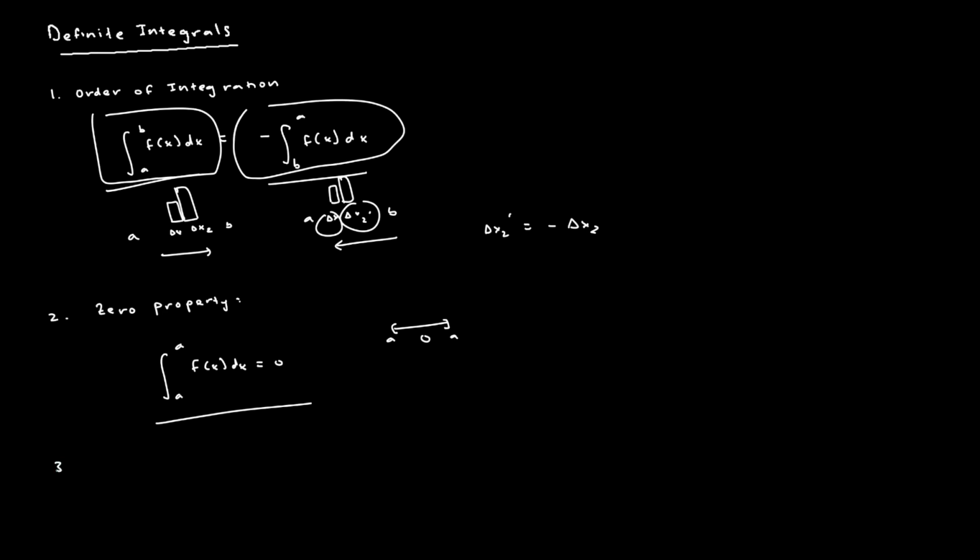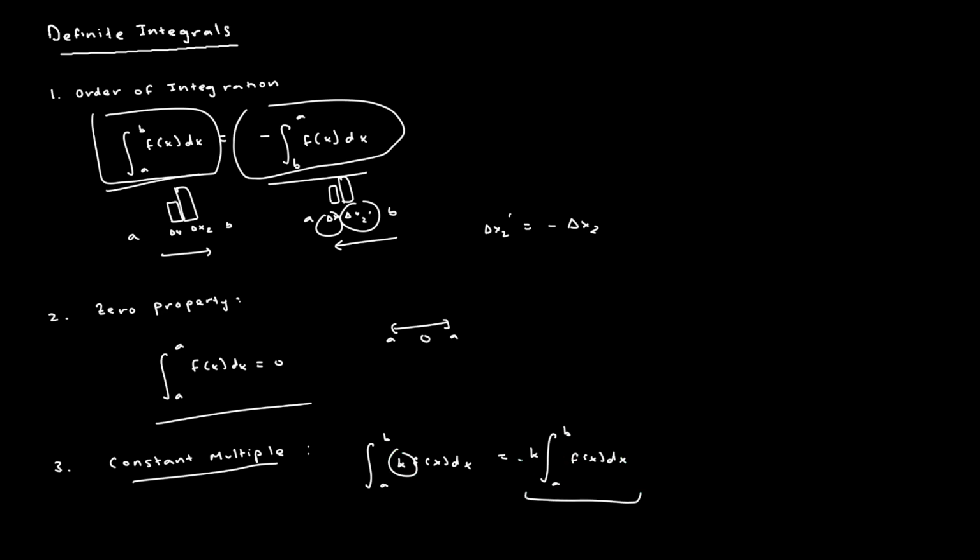The third property is called the constant multiple. This one states that the integral from a to b of k times f of x dx is simply equal to k times the integral from a to b of f of x dx. So if you have a constant term outside of your function, you can just find the integral of the function itself and then scale it by the constant. The constant term only acts like a scaling factor for the overall area.